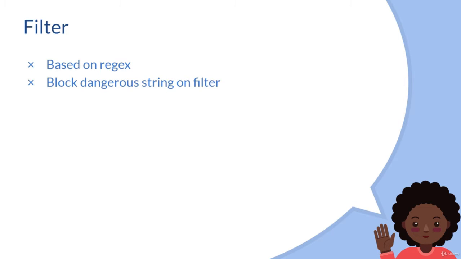We can also create a filter based on regular expression. So in case the request contains a dangerous string, the filter will block it and the request will never reach the actual backend method. This method is also commonly known as sanitized input.